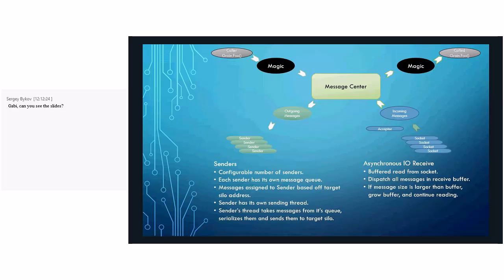Does anyone have any questions about the high-level architecture of how the Orleans networking works? Crickets? Okay.